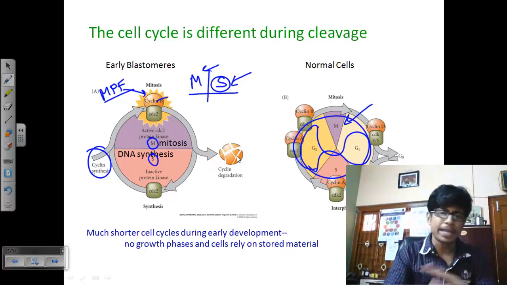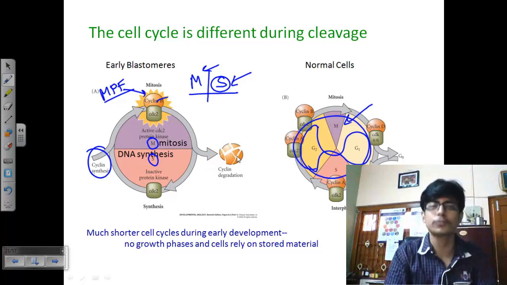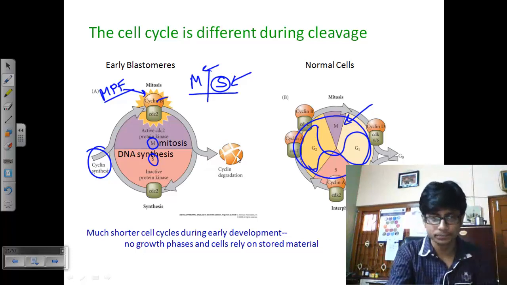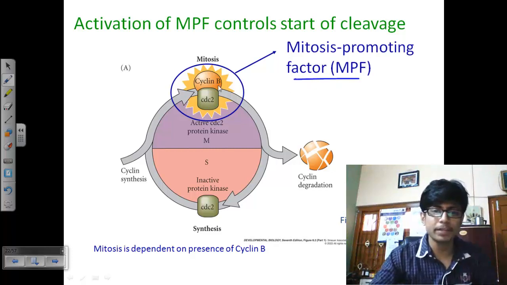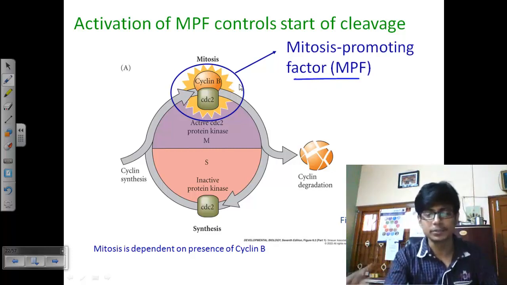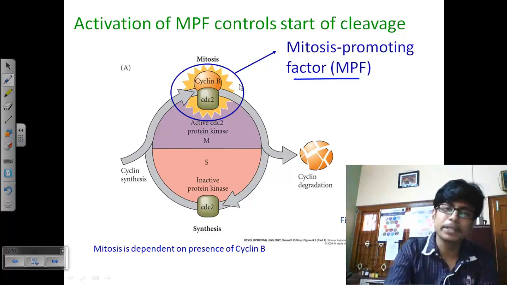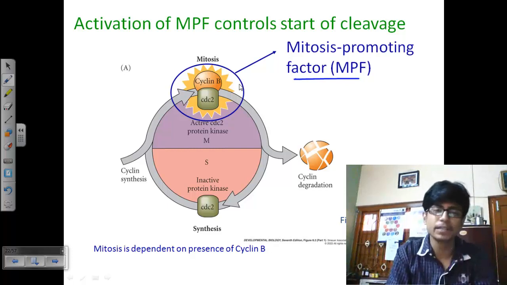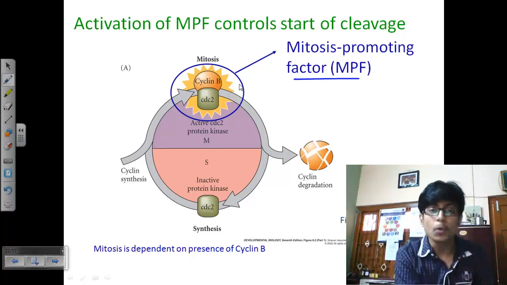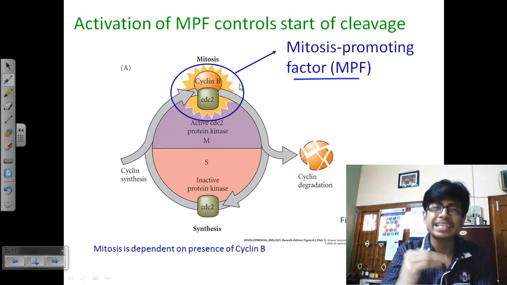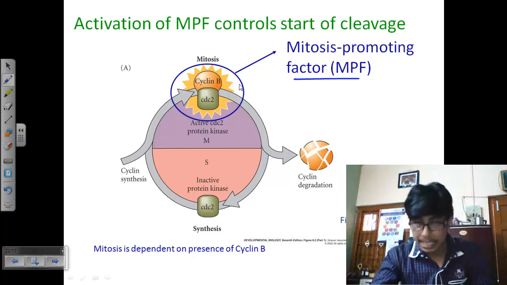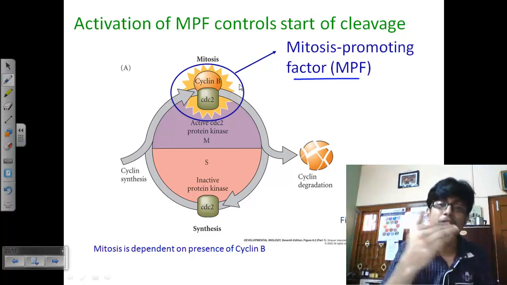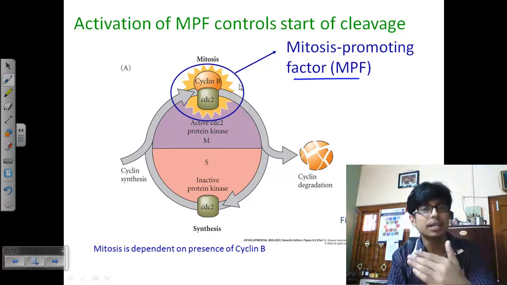So this is rapid M phase and S phase, M phase and S phase. No other phases are there, no other growth phases are there, only these two phases. And see, mitosis promoting factor or MPF activates. Now this process of rapid division of M phase and S phase will come to an end when the cell is ready to enter the blastula phase, where everything again turns back to normal, and that occurs in the mid blastula phase. We call it the mid blastula transition.